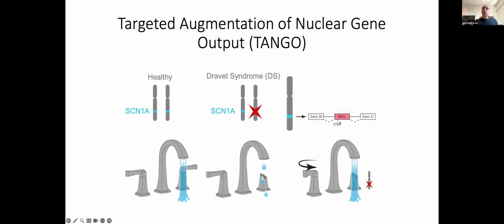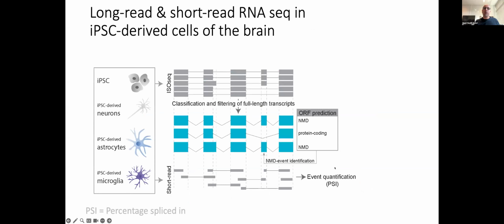And this is done by using AONs that basically target a certain exon that normally would lead to a stop codon. By using this AON, you would skip this exon, allowing the gene to be expressed. And in this case, there would actually be more expression of functional mRNA.